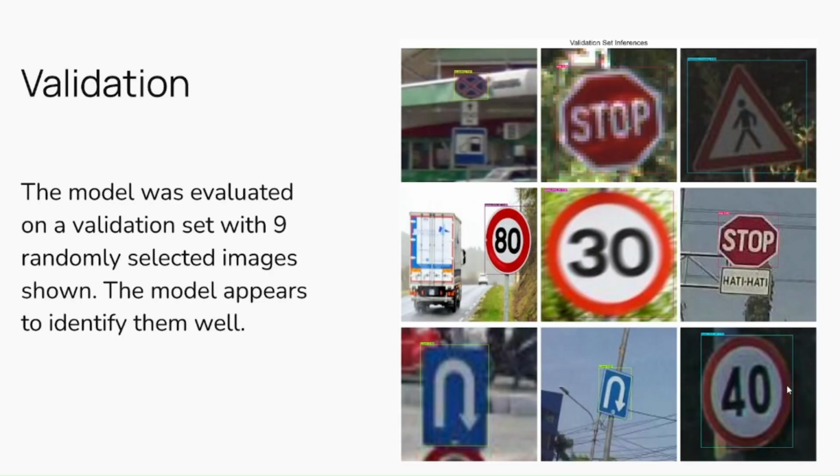So in order to see how the model is performing, we went ahead and applied it to a validation set. As shown on the right here, this is a randomly selected set of pictures, and I know it's a bit hard to see, but overall the model is able to correctly identify the signs, box them, and identify them with a good level of confidence around 90%, which is relatively good.